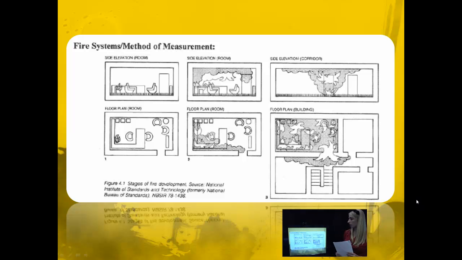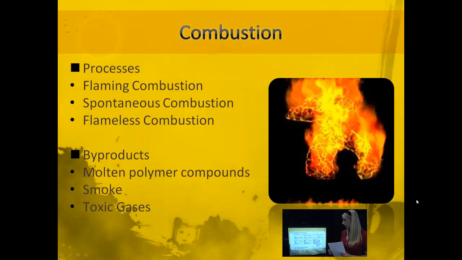And then this little diagram is basically what was shown in the video. It starts out with a little fire, and then it moves on, catching other items on fire, and then moves into the corridors. The next one is combustion, and there's 3 different types of combustion. There's flaming combustion, spontaneous combustion, and flameless combustion.